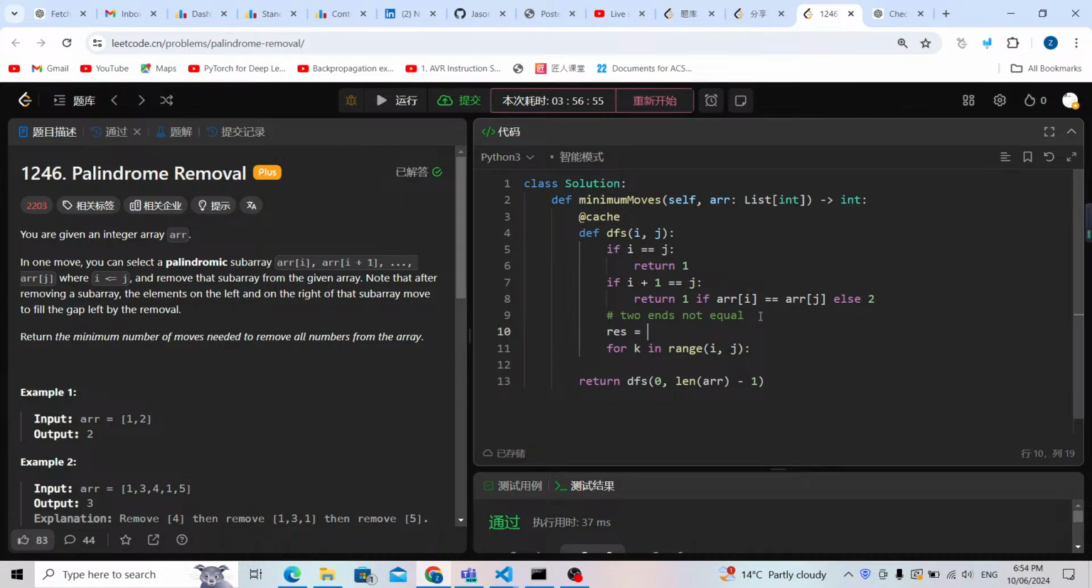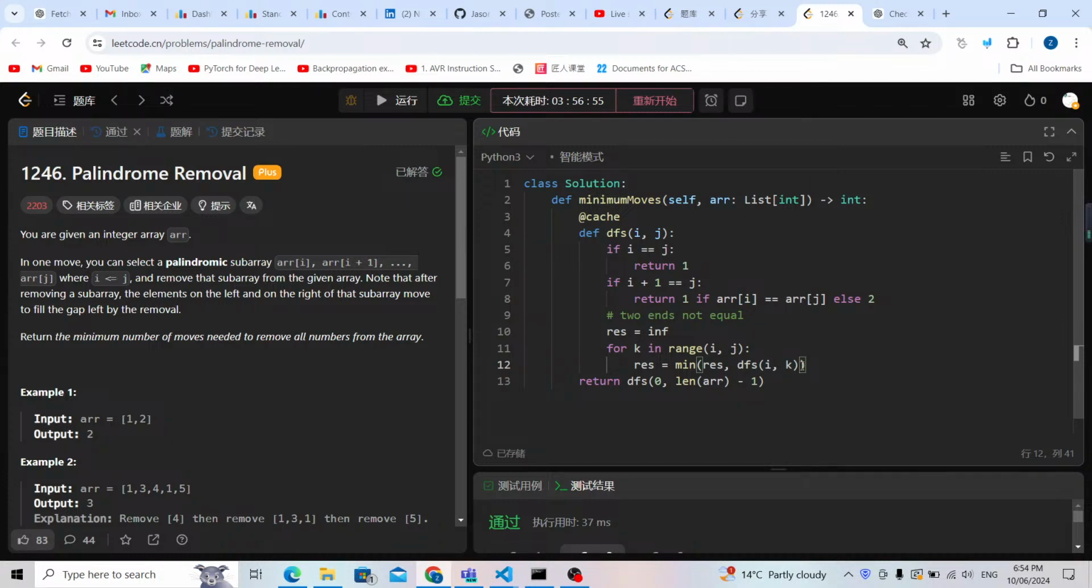So I'm going to set the result to be infinity, because I'm going to calculate the minimum. Now I'm going to check the minimum of the result, so it's going to be the minimum of result with DFS. From i to k, and the minimum of k is going to be i. It means a single character, because at least we need a character.